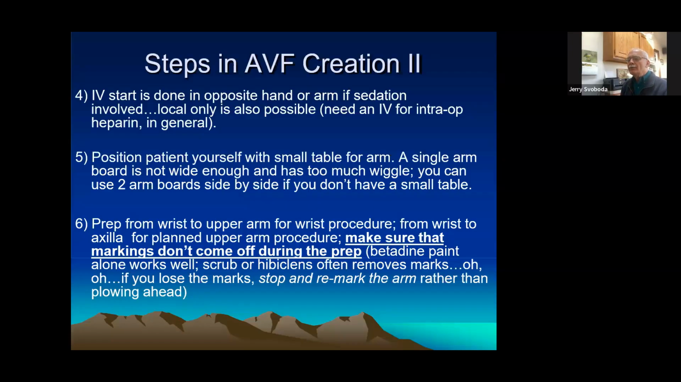The arm is prepped with the skin prep from the wrist to the upper arm for wrist procedure, and from the wrist to the axilla for an upper arm procedure. Make sure that the markings don't come off during the prep. Betadine or povidone iodine works very well for this, whereas Hibiclens or alcohol-containing scrubs often remove the marks. If the marks come off with the prep, stop, take the arm down, and remark it with the tourniquet again.